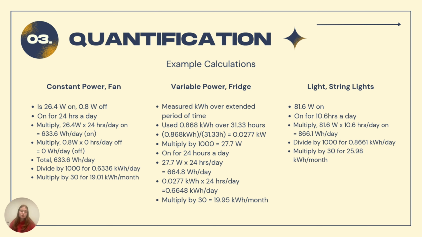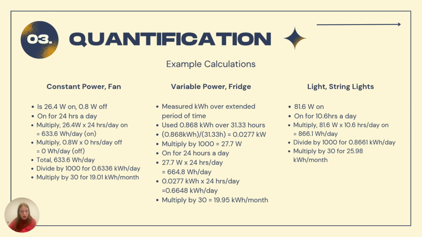For the quantification example calculations, for constant power of the fan, it was 26.4 watts on and 0.8 watts off. So I multiplied each of these values by 24 and 0 hours per day, respectively. Since my fan was on 24 hours a day, it amounted to 633.6 watt hours per day on, and then 0 watt hours per day off, which was a total of 633.6 watt hours per day.